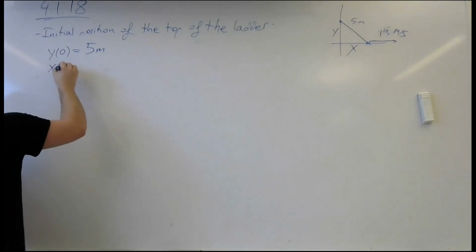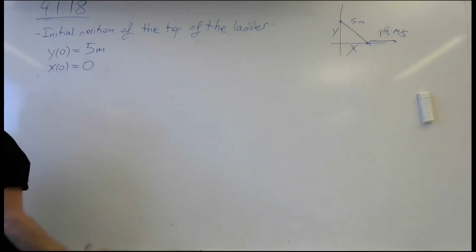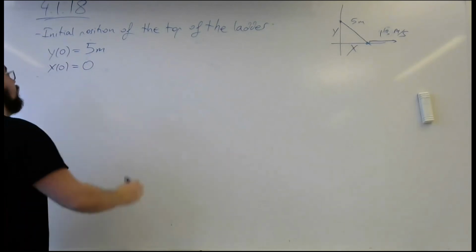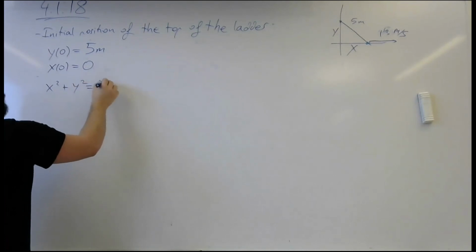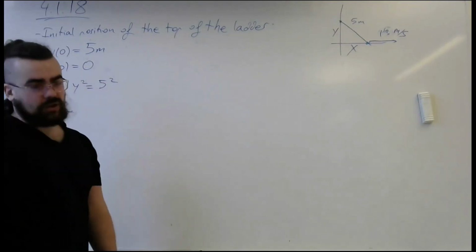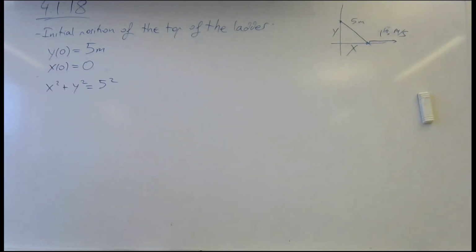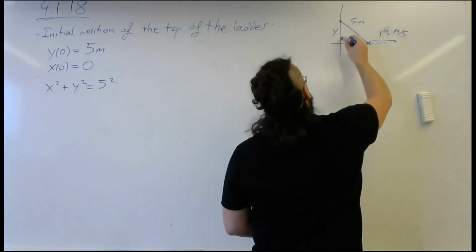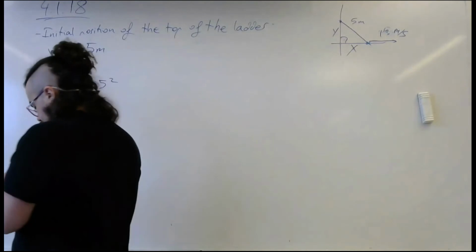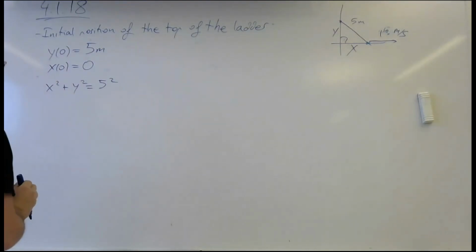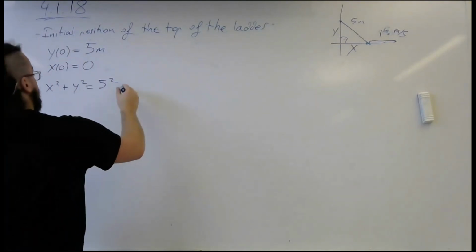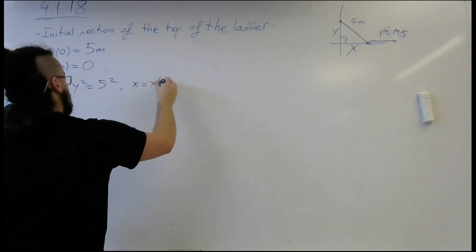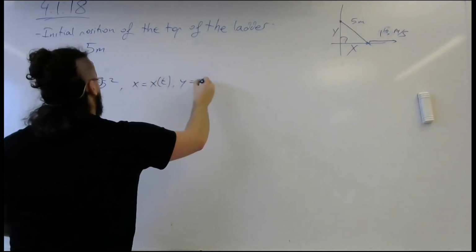Initial X, 0. What is the relation between these two? X squared plus Y squared equals 5 squared. Pythagorean theorem, 101. There is no way to run from it. You know, the angle in the wall is always straight. So we know that these things change with time. So we know that x depends on time and y depends on time.